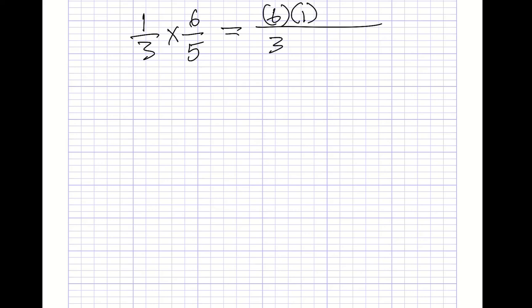Okay, so let's say you have 1 over 3 times 6 over 5. Like I said, you just multiply things out: 6 times 1 over 3 times 5. That's it. 6 over 15, right?